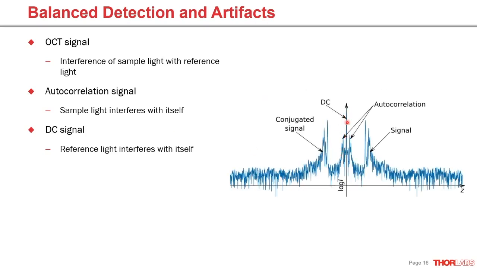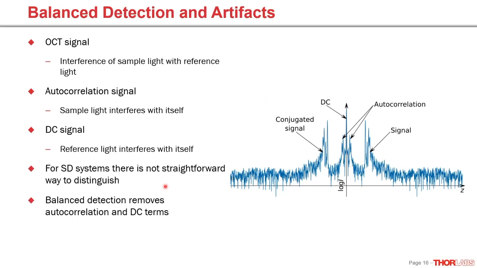We have a DC part, we have a signal part, we have the conjugated signal, and we have the autocorrelation signal, which shows up close to the DC part. Basically, the first peak of the sample signal in this case served as a second reference, causing these artifacts over here. And in SD systems, those are there unless you do additional measurements or put in a little bit more effort to get rid of those.